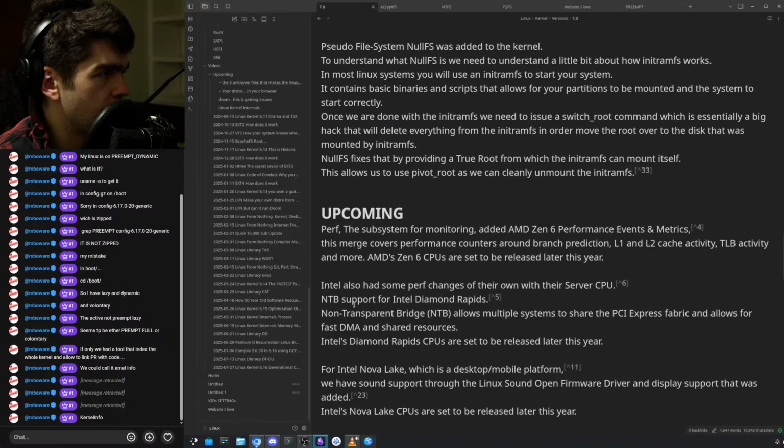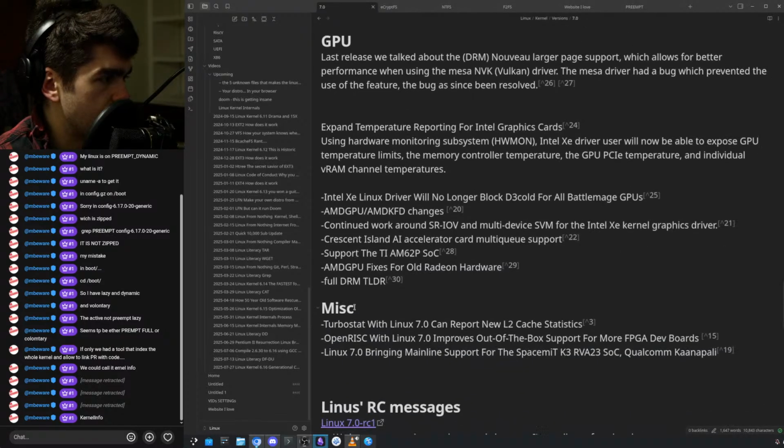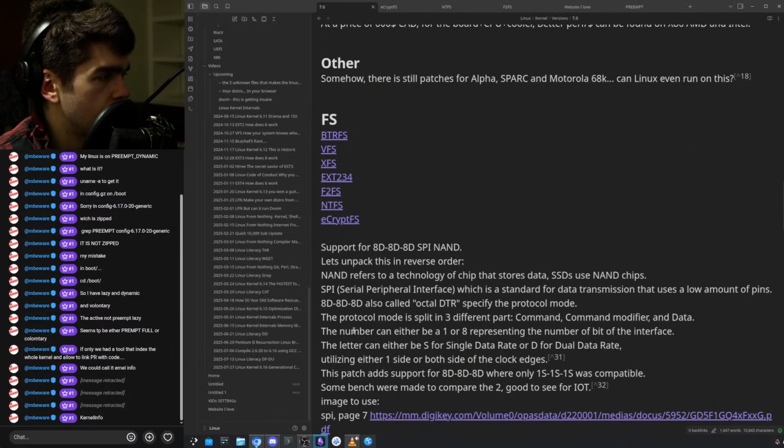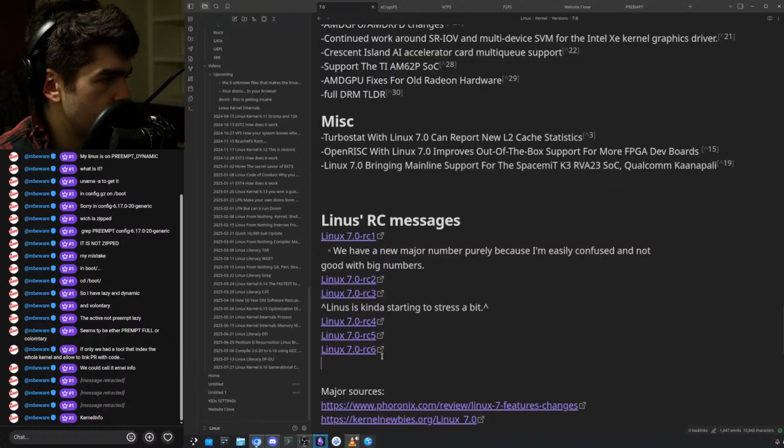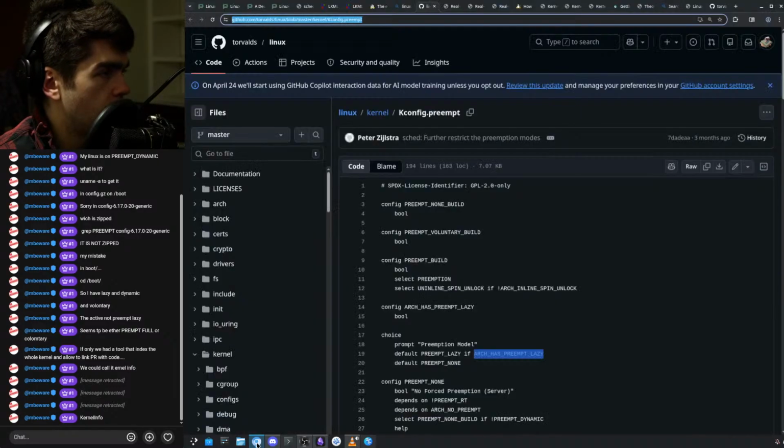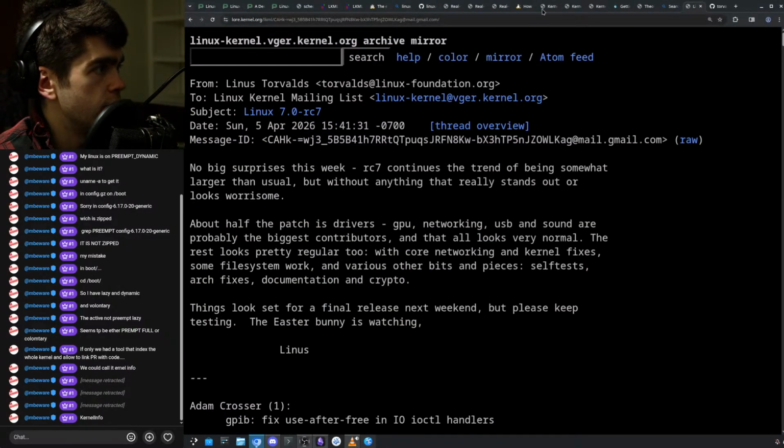My problem is I just find everything boring this release. It's insane. Okay, let's go one thing at a time. Let's put the RC7 up in here so that we have a copy of it.